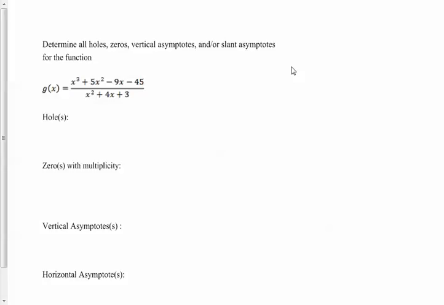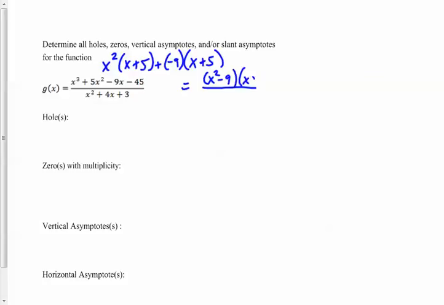We can factor an x squared out of the first part, and what's left over should be an x plus 5. And for the second part, we can factor out a negative 9, and what should be left over is x plus 5. So it tells us the numerator factors into x squared minus 9 times x plus 5. But the x squared minus 9 is a difference of perfect squares, so we can factor that further into x plus 3 times x minus 3 times x plus 5.